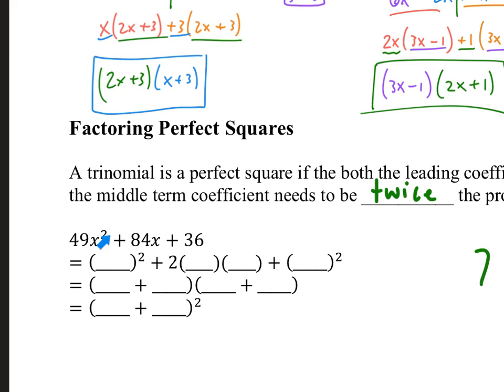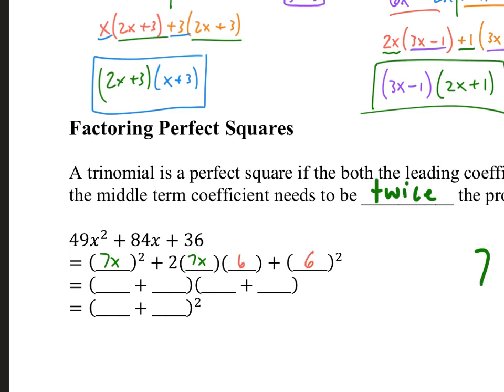So recognizing that this is a perfect square, I'd say, well, what is the square root of 49x squared? What times itself is 49x squared? And that would just be 7x. Make sure you include the x there. And then I'm going to go to the end and say, well, what would be the square root of 36? And of course, that would just be 6. And then in the middle, it's supposed to be twice their product. So twice 7x times 6.